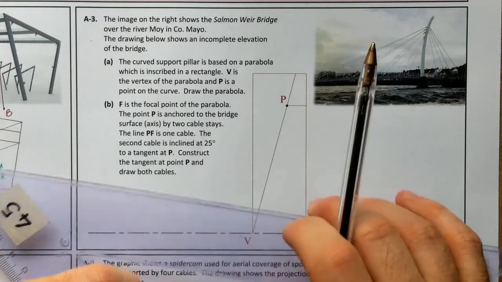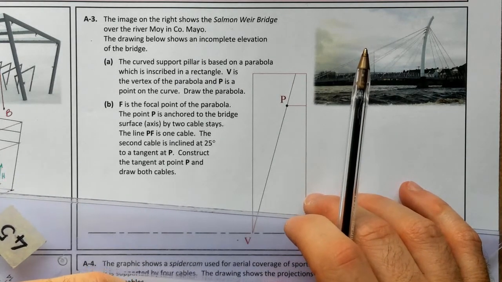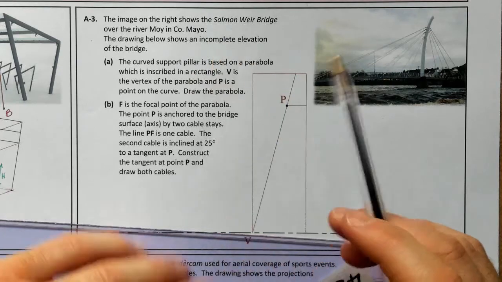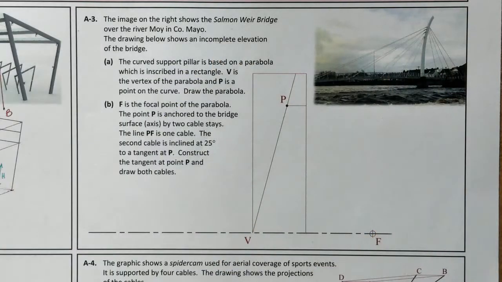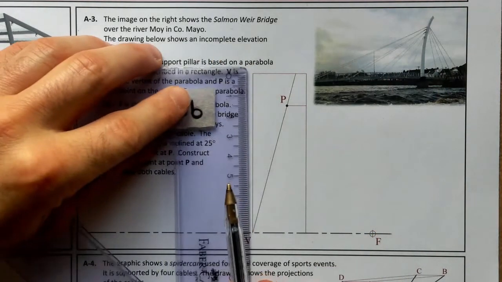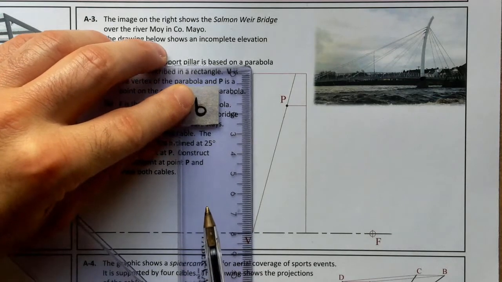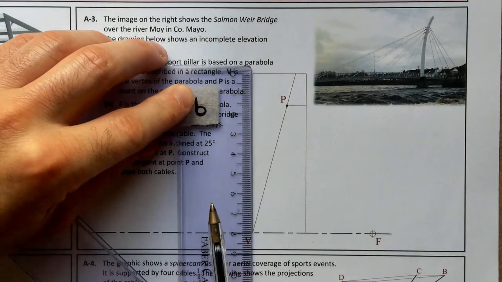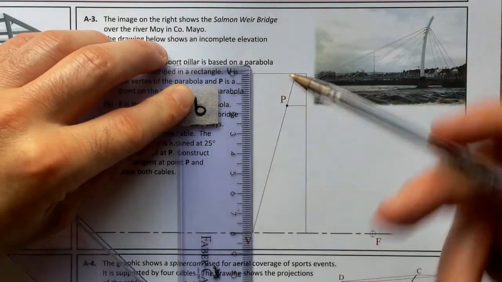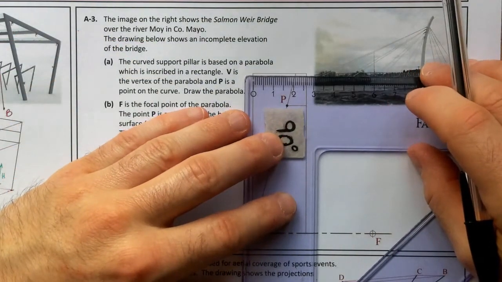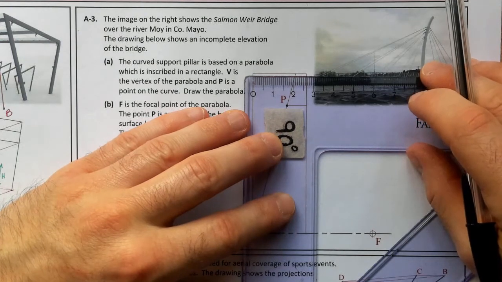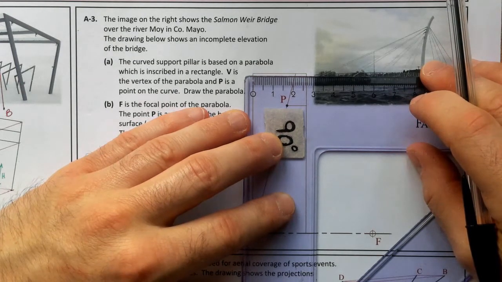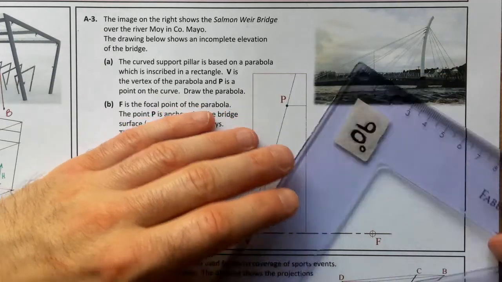So what we're actually going to have to do here is, it says the curved support pillar is based on a parabola. So what we're going to do is, first of all, we're going to draw on our parabola. And I'm just going to measure this to see, do I have any round number. I can see here it's working out to be 80 millimeters. That's nice. I have a nice round number there. That's 80. And this guy here is working out to be 26 and a half. Okay, so that's obviously not a round number.